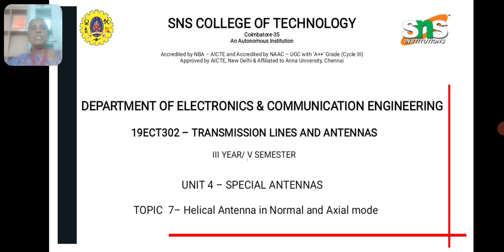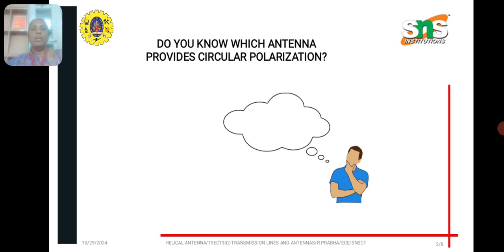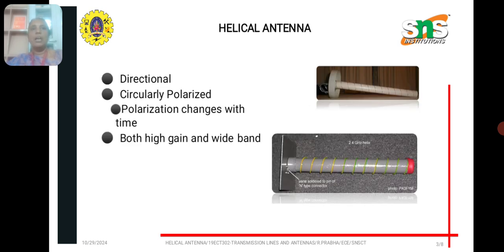In this video, we will see about the helical antenna in normal mode and also axial mode. We know the antenna which provides circular polarization is the helical antenna. It is a very directional antenna which provides circularly polarized waves. Some antennas only provide circularly polarized waves, and the helical antenna is one among those. The polarization changes with respect to time in the helical antenna, and it provides high gain and wider bandwidth.